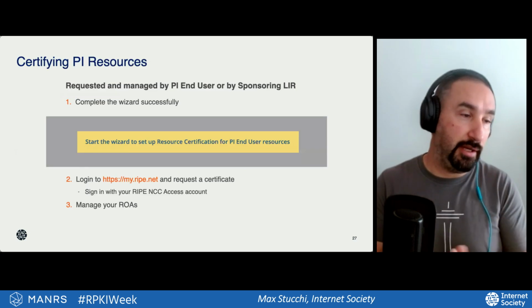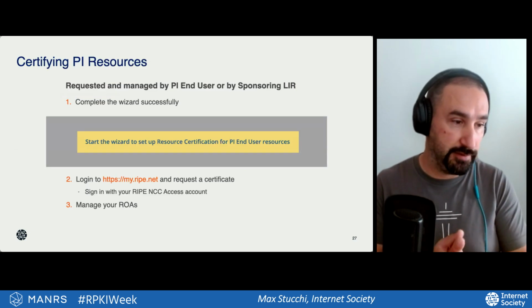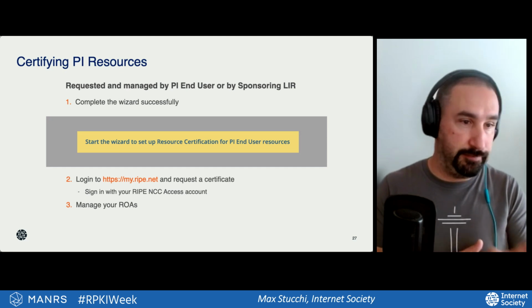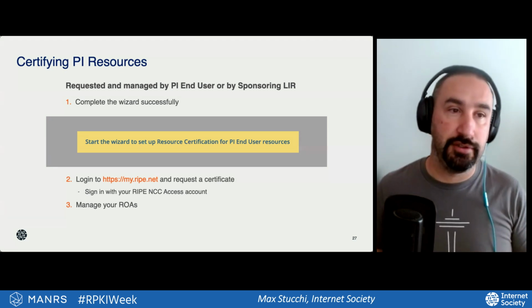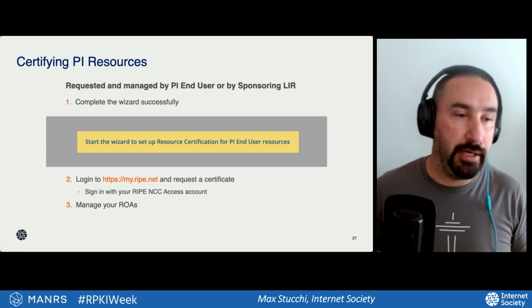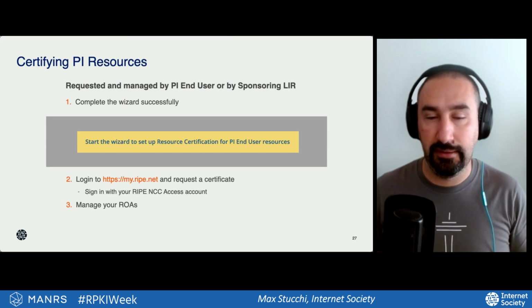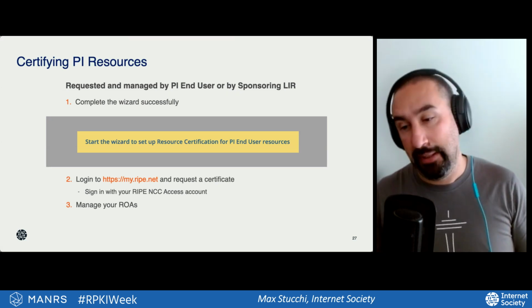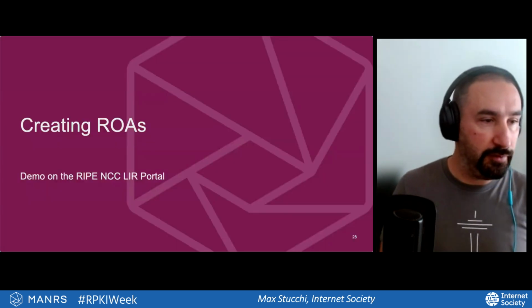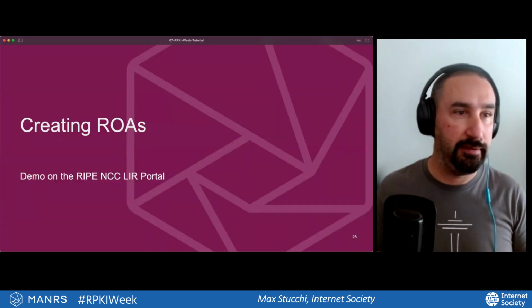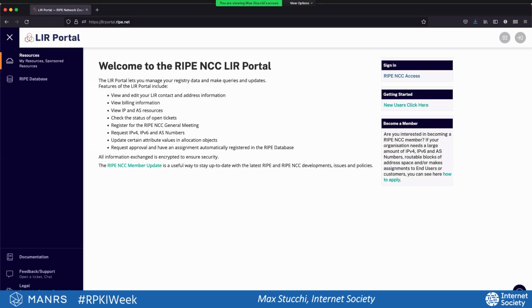And then at RIPE, you can also certify PI resources. There's a specific procedure. There's a wizard you want to follow so that your PI resources can also be certified by their end users. So I'm going to do now a demo about creating and managing ROAs. So let me unshare my screen and let me share the other one. No, this is the one I want. One second, and here we go.